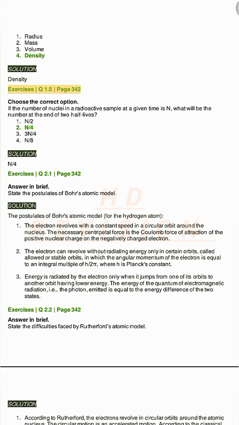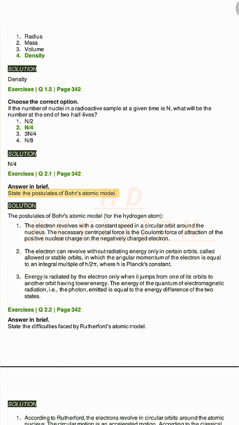Exercises Q1.5, page 342. Choose the correct option. If the number of nuclei in a radioactive sample at a given time is N, what will be the number at the end of two half-lives? 1. N/2 2. N/4 3. 3N/4 4. N/8. Solution. N/4.